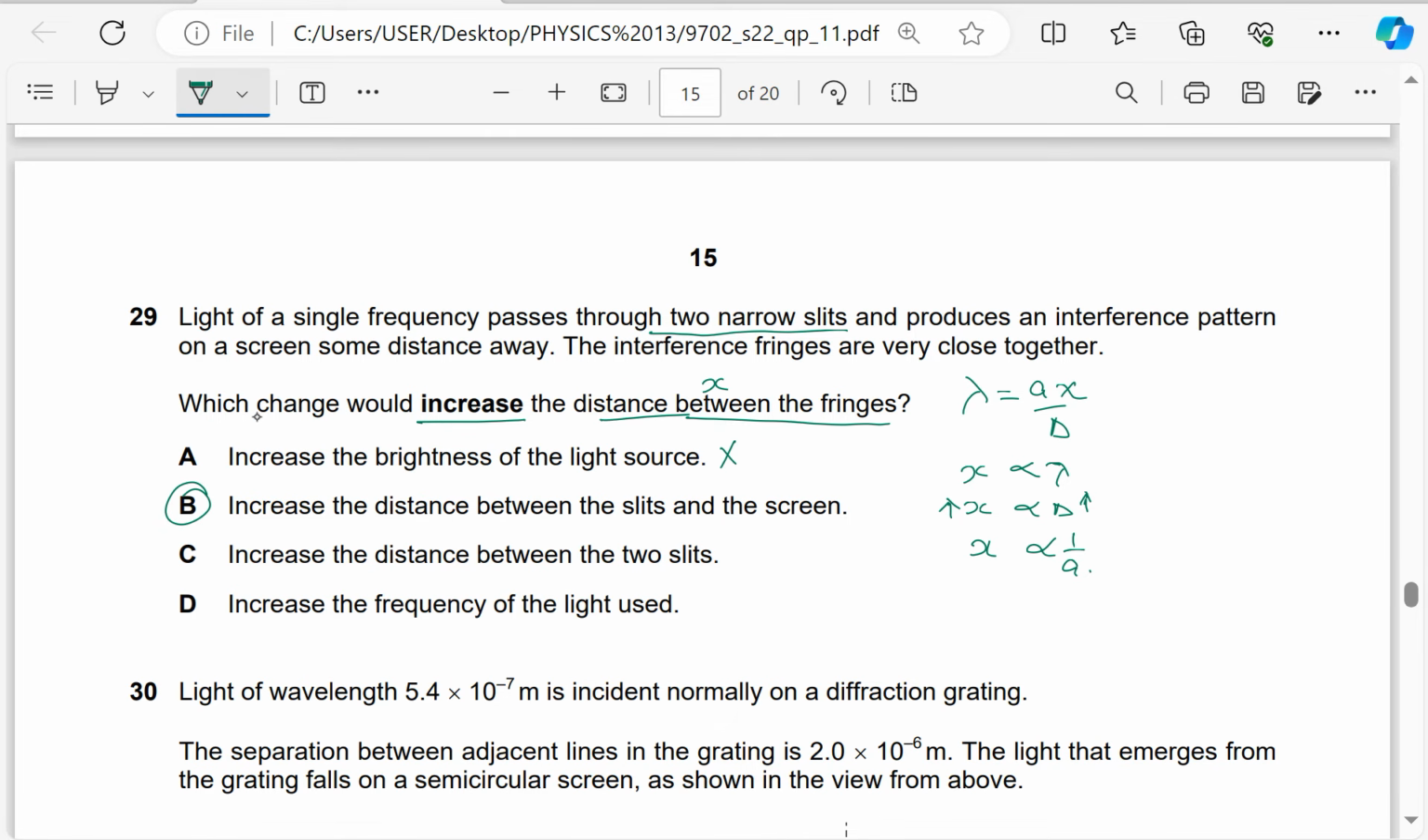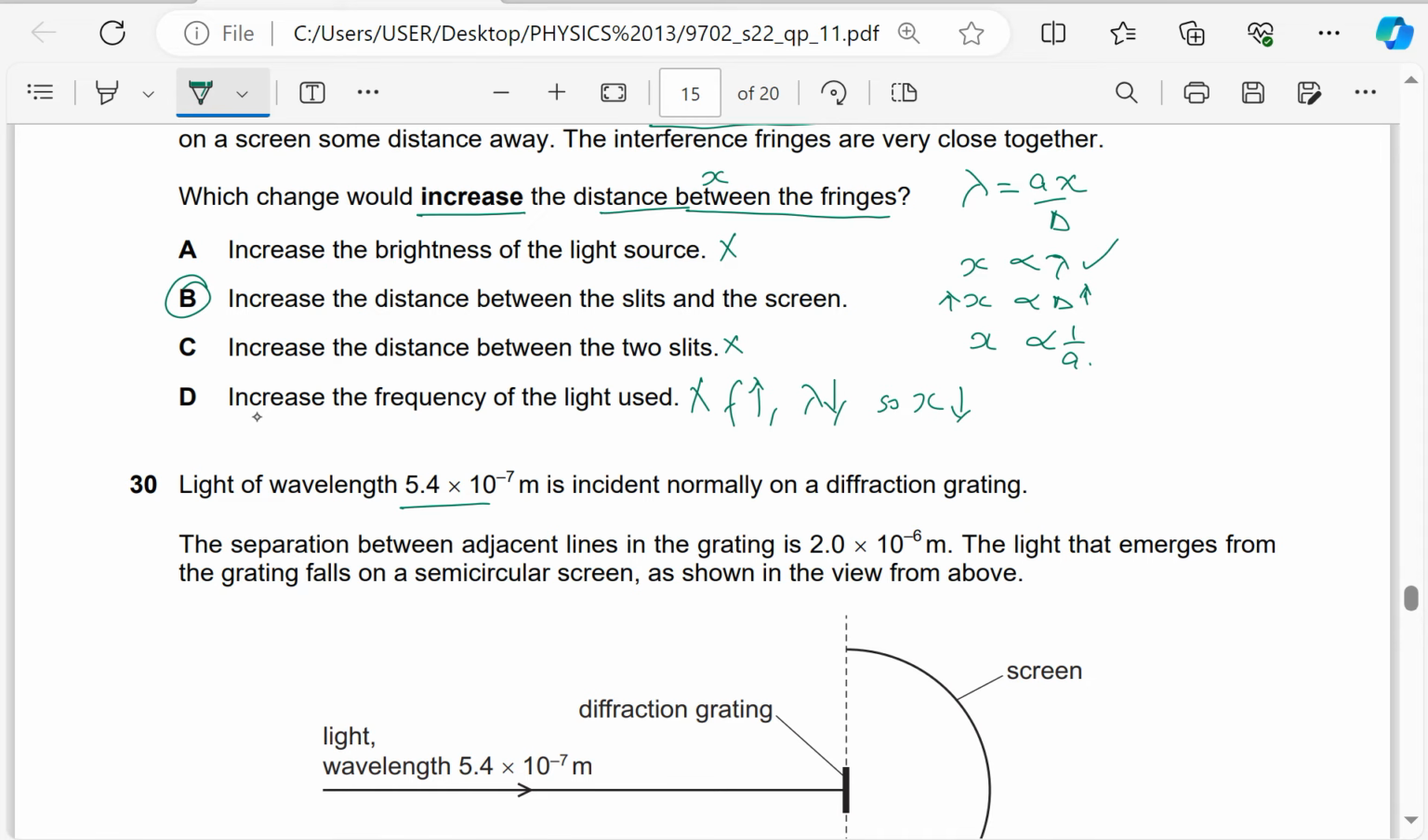Increase the distance between the two slits. Of course, we don't have the distance between the two slits here, so it doesn't affect. Increase the frequency of the light used. When the frequency increases, the wavelength decreases. And remember, wavelength is directly proportional to x. So x would decrease, so this is also not correct. So the answer is B.